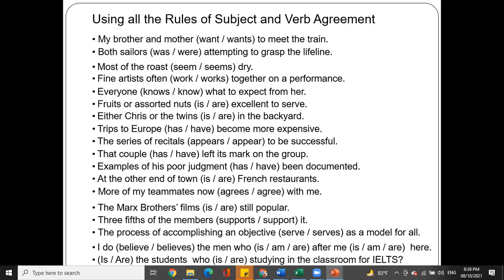Are the students who are studying in the classroom for IELTS? Is studying in the classroom? The students who are studying in the classroom for IELTS. Are the students who are studying in the classroom for IELTS?